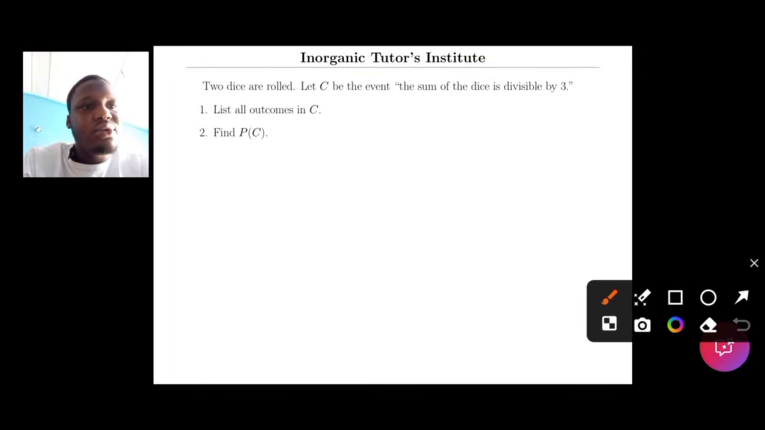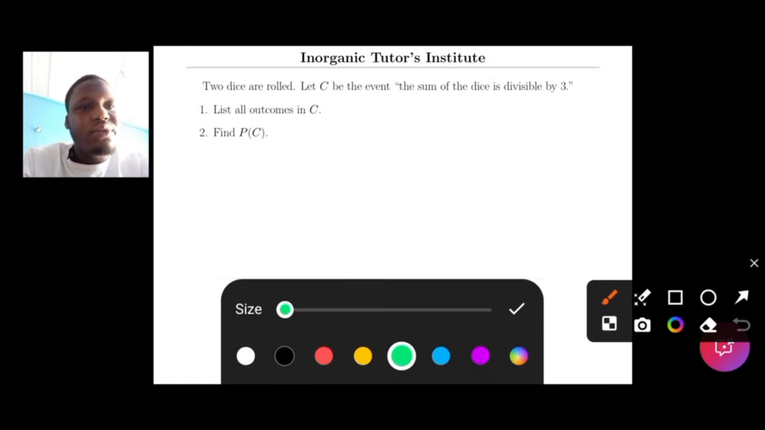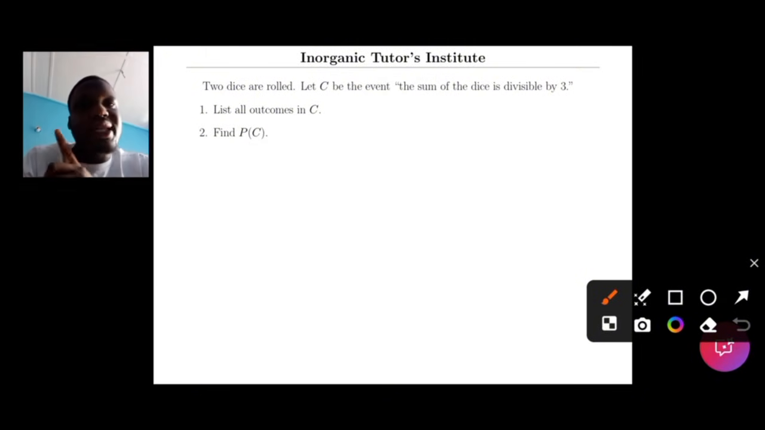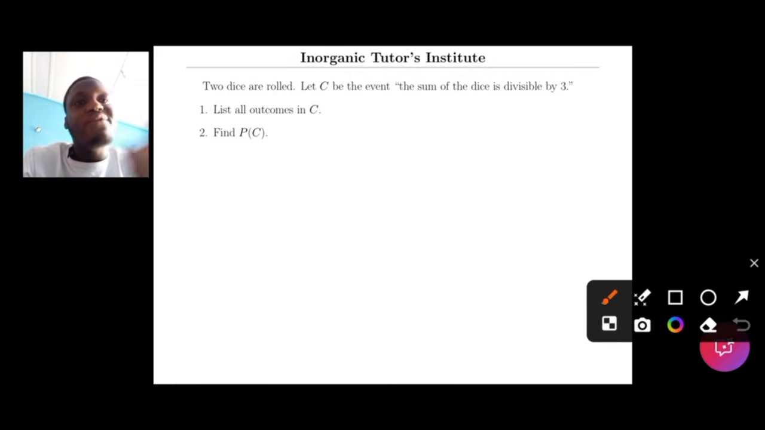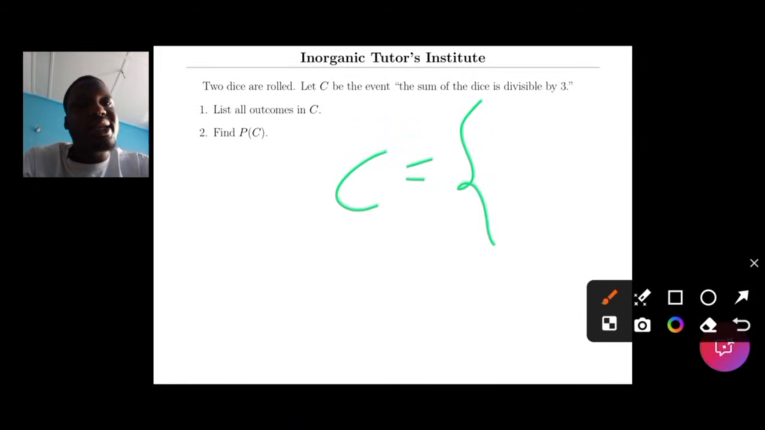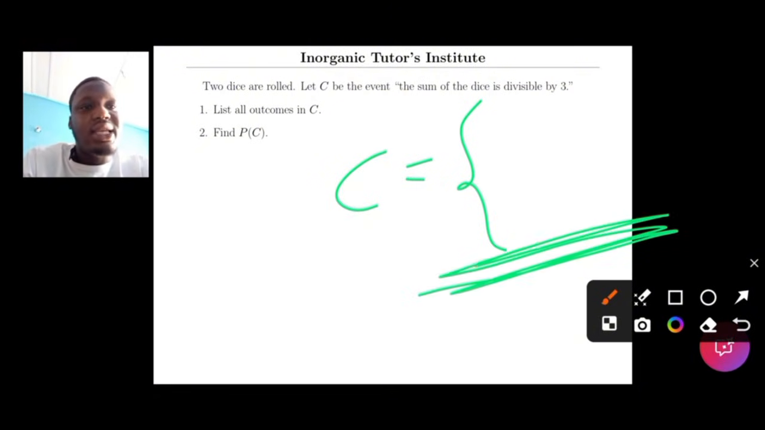Because you are told to list the outcomes, even after drawing a table and visualizing which ones are in C, you have to come and state C again as a set. The table is just to help you identify which ones will be in C. But if you prefer not to waste time and can easily think through and do it manually, that's also good. But in all, make sure you list it as a set.